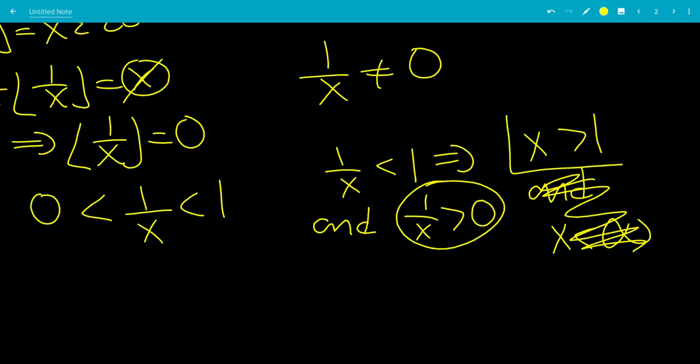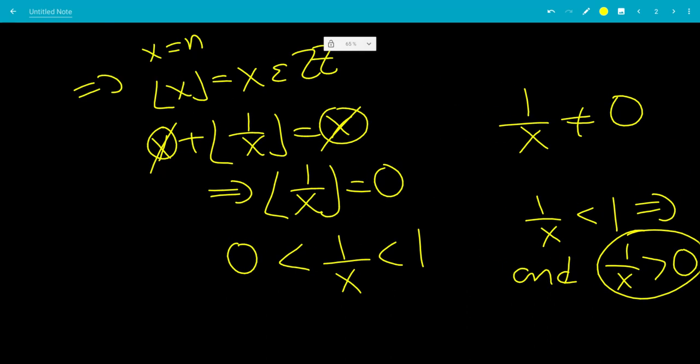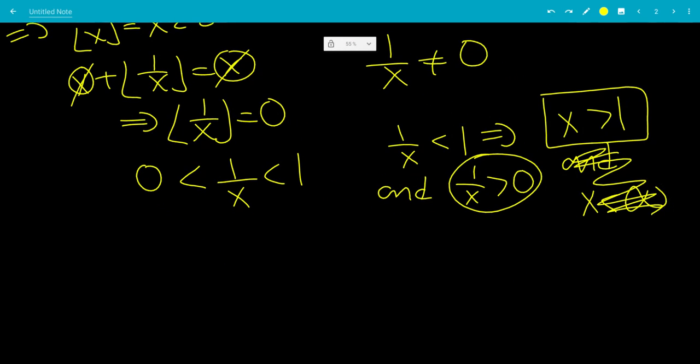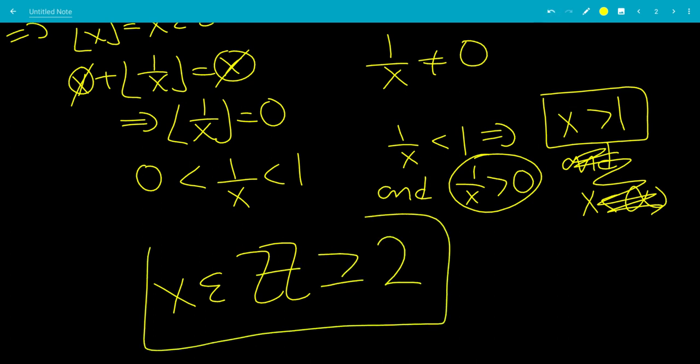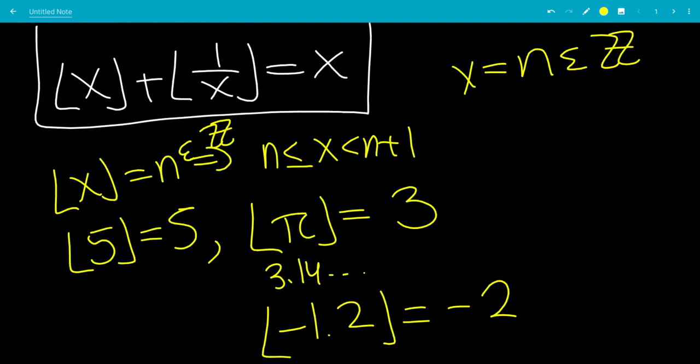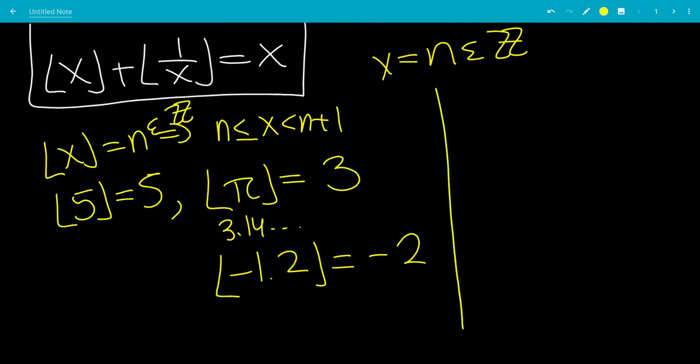So our only thing is that x is greater than 1, and x is n, which is an integer, which means the solution we have is that x is an integer bigger than 1, or we can say bigger than or equal to 2. So now let's find out if that's the only solution or is that just one of the solutions. Okay, so now let's do the case where x is not an integer.